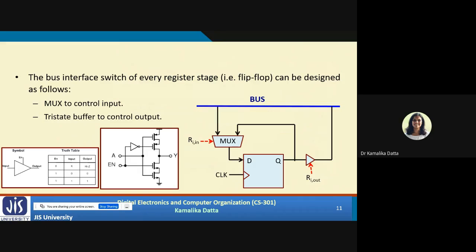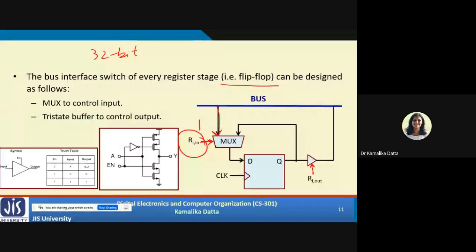So let's see this tri-state buffer. This is how it is basically connected. The bus interface switch of every register state, that is flip-flop. You know, each register is nothing but, for a 32-bit register, there will be 32 flip-flops connected. This is the bus that we were talking about, and this is, let's say, your register. The control signal we were talking about, R1 in, from the bus it will be available here. And if this is 1, then the value from the bus will go to the D input of your flip-flop. And at every clock, whatever D is, that value will be stored in Q.